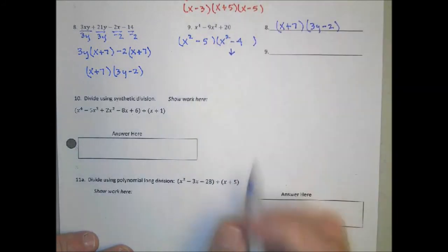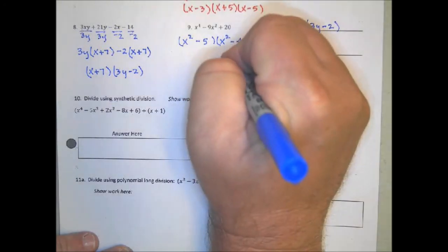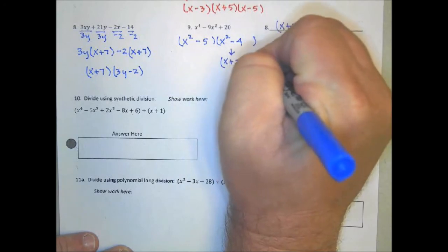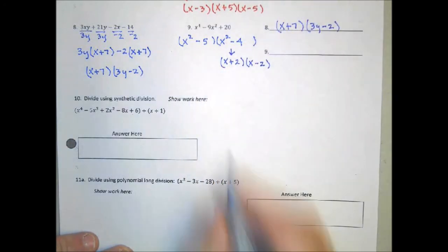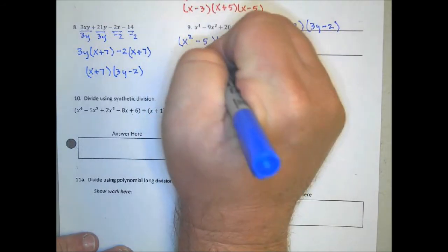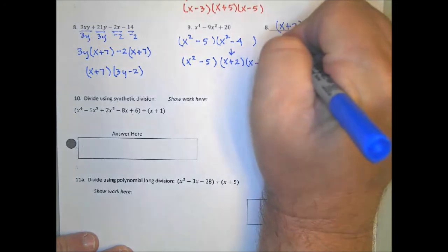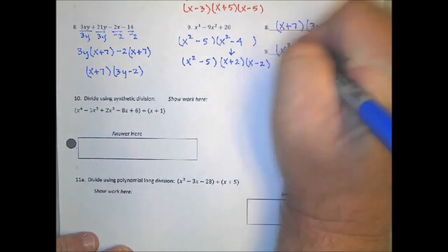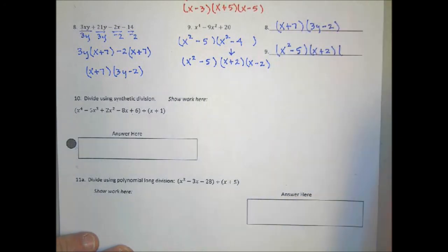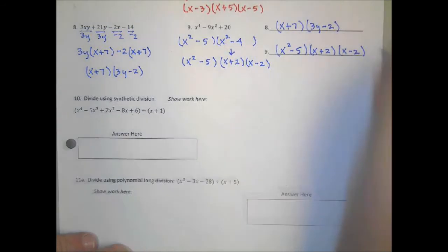Now the only thing here is this is a difference of perfect squares that can go down further: x plus 2 times x minus 2. Now x squared minus 5 really can't do anything. So there you go. X squared minus 5 is one of the factors. X plus 2 is one of the factors. And x minus 2 is one of the factors.